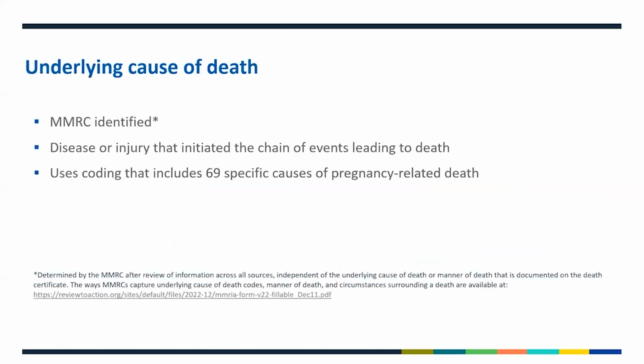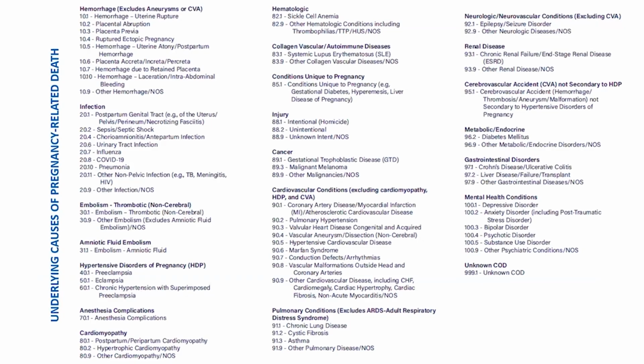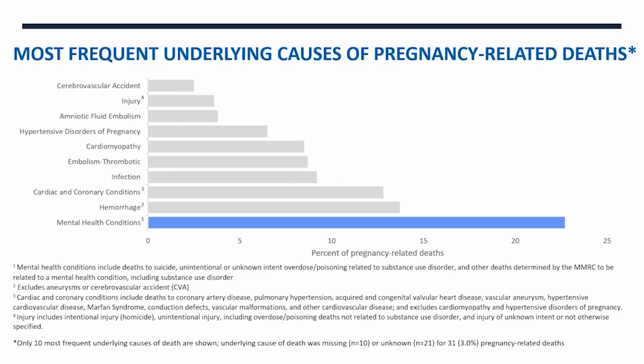If you go to slide 10, this is just some methodological information about how maternal mortality review committees code underlying causes of death. If you go to slide 11, there's the list of the pregnancy-related death codes that are in our MARIA data system. These are the codes that your committees use to understand and then aggregate what are the leading causes of death. So if you go to slide 12, these were the most frequent underlying causes of pregnancy-related deaths in the 36 state data. Mental health conditions was the most frequent overall.